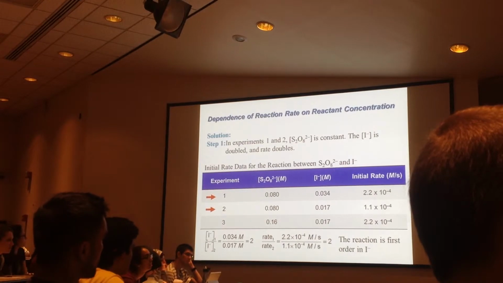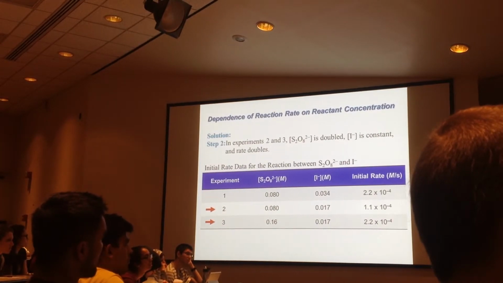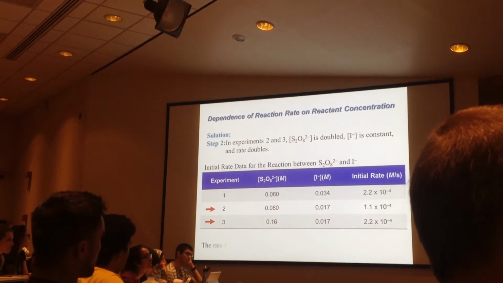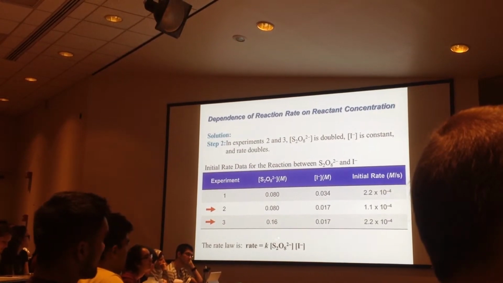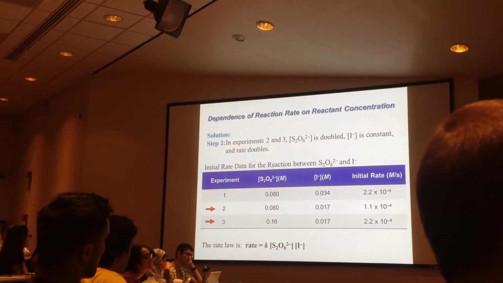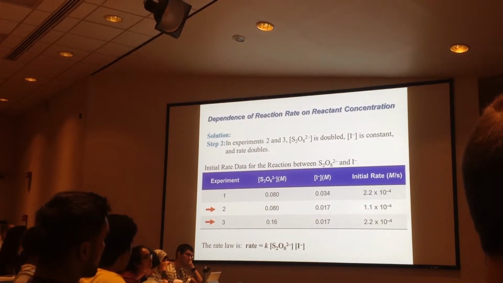So in this particular case, we might have had dumb luck and X and Y are both 1, right? So it is first order in S2O8 2-, first order in I-. Now that I have that, how would I get K?